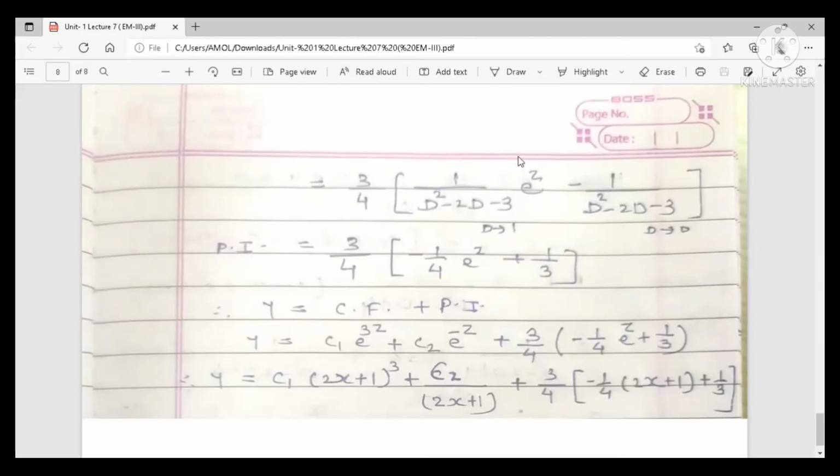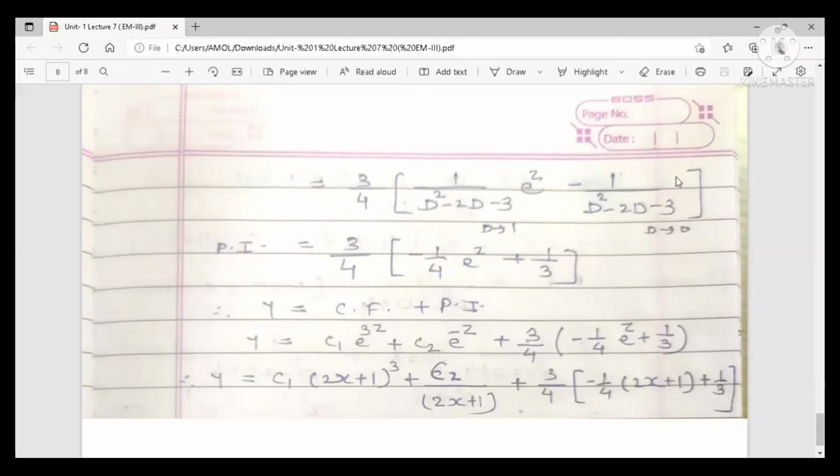Now how to solve for the exponential function? In the first case of the shortcut method, we replace D by the coefficient of z in the exponential function. The coefficient of z is 1 in the exponential function. So replace D by 1. So D square means 1 square, 1, minus 2 times the value of D, which is 1, so the middle term is also minus 2. 1 minus 2 minus 3 is minus 4. So the term is minus 1 by 4 into e raised to z after replacing D by 1.